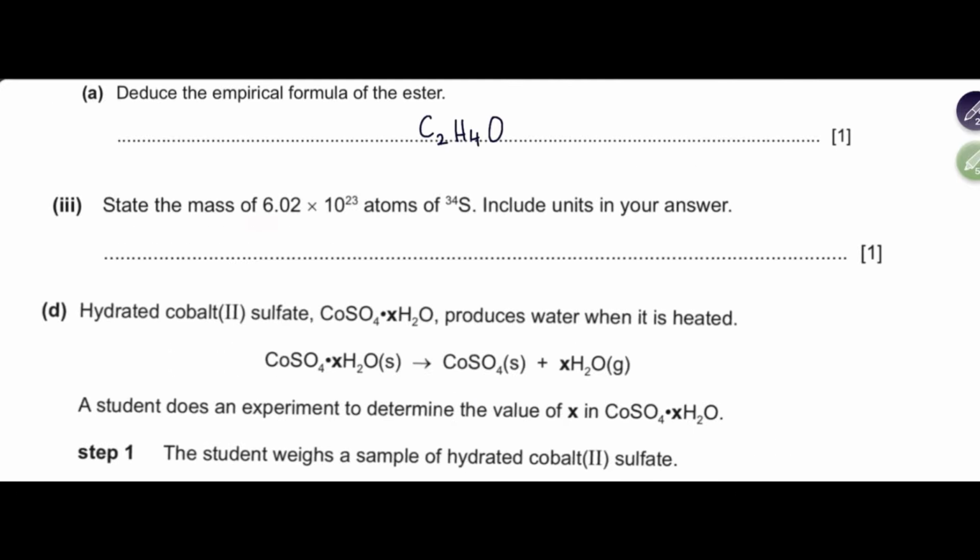Next is another question, okay? State the mass of 6.02 times 10 power 23 atoms of S-34. Include units in your answer. The answer is going to be 34 grams because S-34 represents the mass of 1 mole. And they're asking the mass of 6.02 times 10 power 23 atoms. This is also 1 mole.